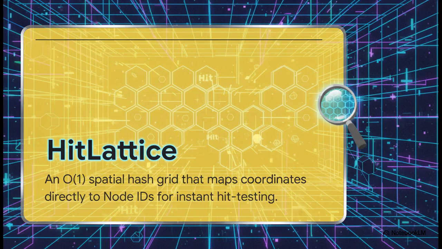Instead of asking a window manager to go digging through a messy, overlapping pile of windows to figure out what you just clicked on, Saasos maps the spatial coordinates directly to node IDs right on a 2D grid. Think of it like a chessboard. It knows instantly what piece is on what square without having to search the whole board.